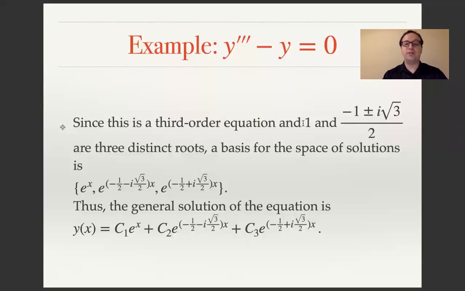Right, so we have three roots now: 1, minus 1 minus i square root of 3 over 2, and minus 1 plus i square root of 3 over 2. So a basis for the space of solutions is given by these three exponentials, one of which is a real exponential, e to the 1 times x, which is the same as e to the x, and the other two being complex exponentials, e to the minus 1 minus i square root of 3 over 2 x, and e to the minus 1 plus i square root of 3 over 2 x.